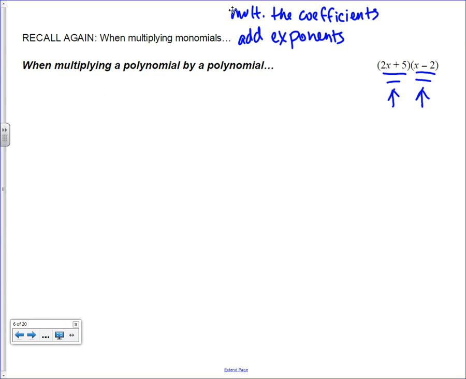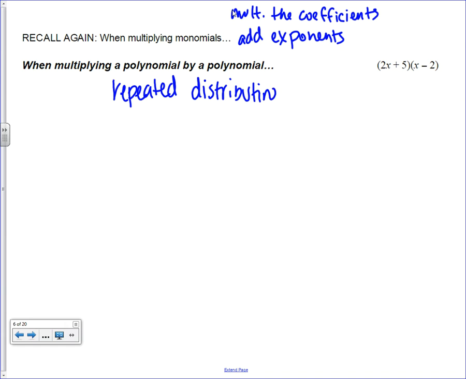Okay, so when we're going to do this here, we are going to use repeated distributing. And I'm going to show you what that means here on this problem, off to the right. So I have a binomial times a binomial. What I'm going to have you do is cut the first binomial in half. So I have a 2x and I have a 5. The first thing I'm going to do is I'm going to take this 2x and I'm going to distribute it to the second binomial, which is x minus 2.